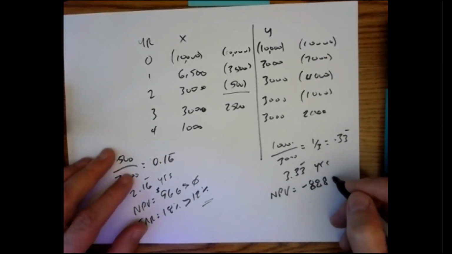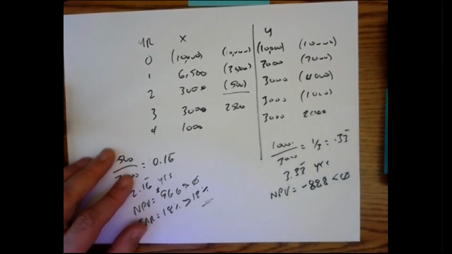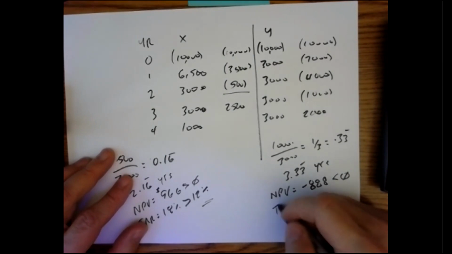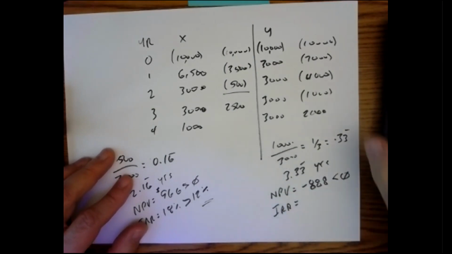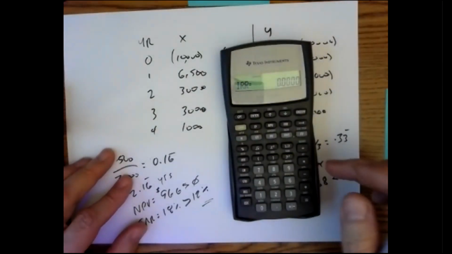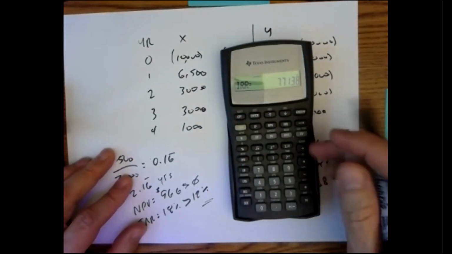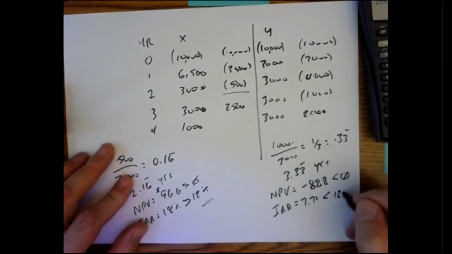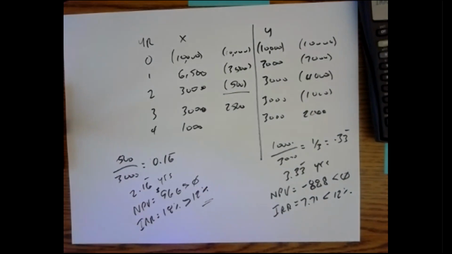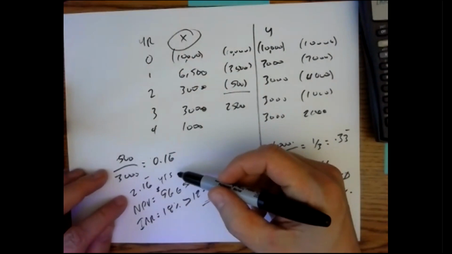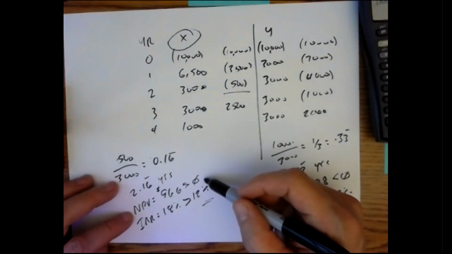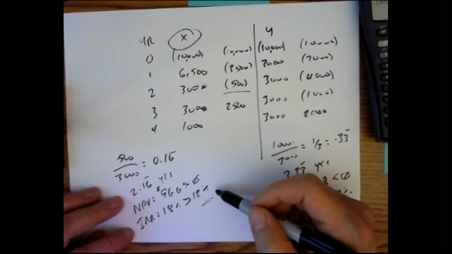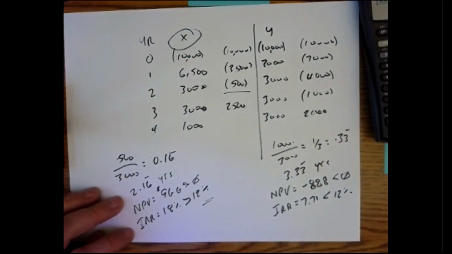So that NPV is less than 0, which means this is a no-go. The IRR is going to tell us the same thing, but in a slightly different way. We just hit IRR, compute, and our IRR is 7.71, which is less than 12%, our cost of capital. So that's also a no-go. So the better project is Project X because it has a shorter payback period, it has a positive NPV, and it has an IRR that exceeds the cost of capital.